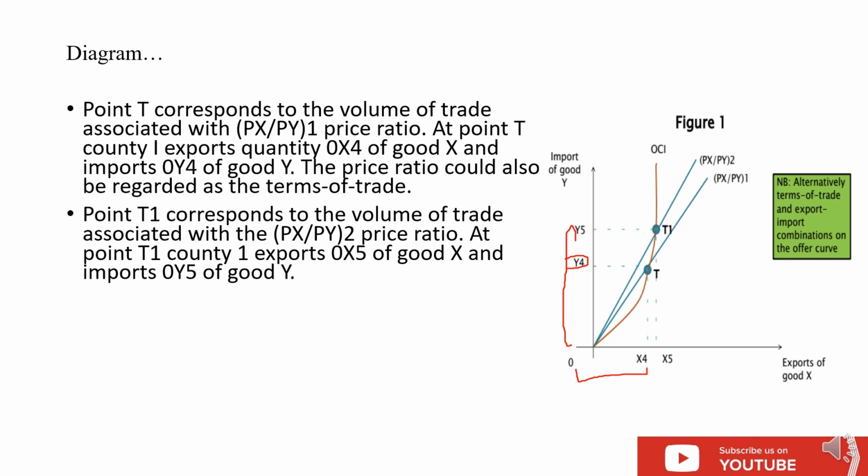At point T1 corresponds to the volume of trade associated with Px by Py 2 price ratio. At T1, a country exports how much? 0 to X5. They want to export 0 to X5 of good X and want to import from origin to 0, 5 of good Y.